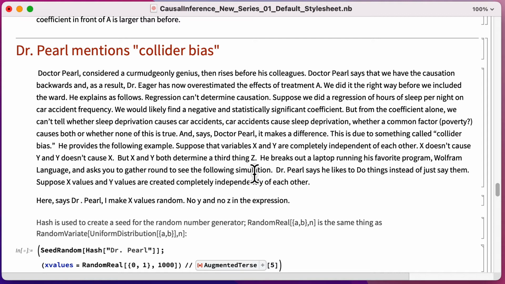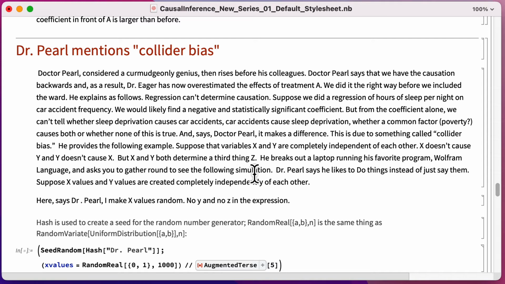First of all, regression can't determine causation. If you did a regression of hours of sleep per night on car accident frequency, you'd likely find a negative and statistically significant coefficient. But car accidents don't cause sleep deprivation. Sleep deprivation might cause car accidents, or maybe there's a common factor, poverty, that causes both sleep deprivation and car accidents. But the problem that we have here, Dr. Pearl says, is something known as collider bias.